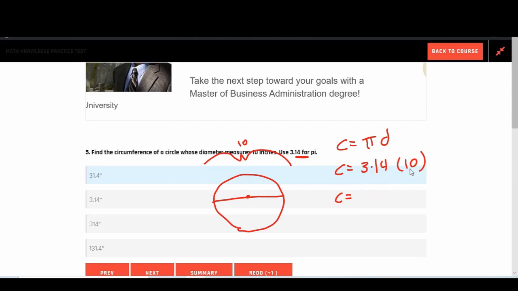Whenever you multiply something by 10, 100, 1,000, and so on, you simply shift the decimal according to how many zeros there are. There's one zero there. So to solve this one using mental math, I'm just going to take this decimal, shift it one time. So 3.14 times 10 is just 31.4. Therefore, we know the circumference is 31.4.